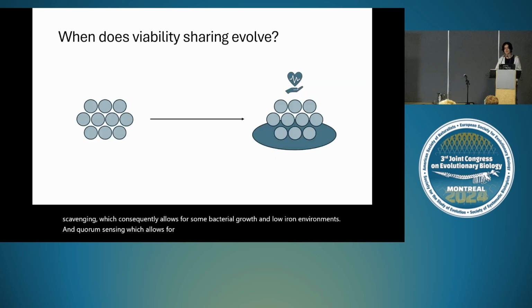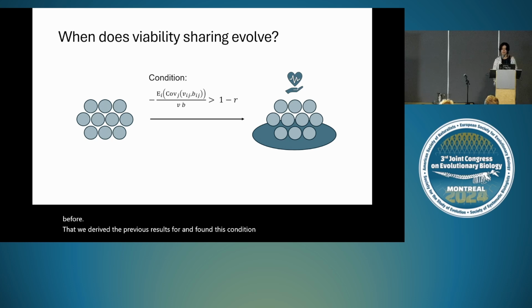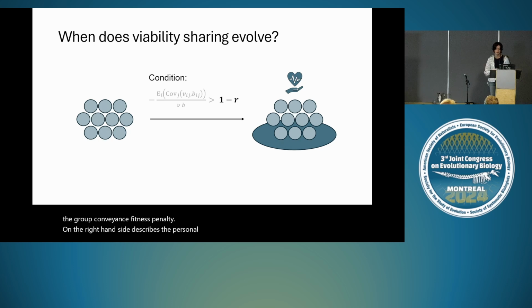So our next question then became, if viability sharing is able to lift that inherent constraint to individual variation, does viability sharing evolve in Michaud's scenario? And if so, when? So we developed the model we used before, the one we derived the previous results for, and found this condition for the evolution of viability sharing in a group. The left side of this inequality describes the benefit of ameliorating the group covariance fitness penalty, while the right-hand side describes the personal cost of an individual sharing, offset by the indirect fitness benefits given by relatedness R.